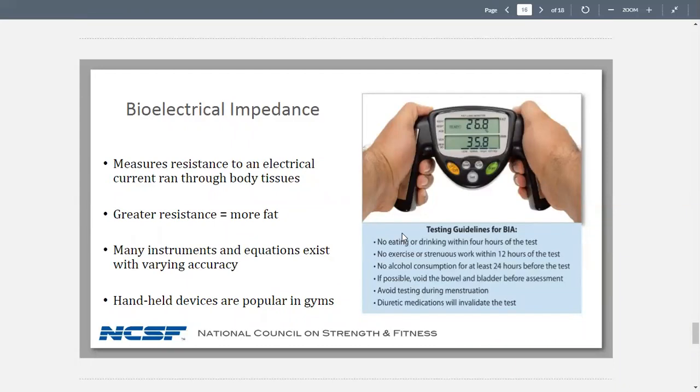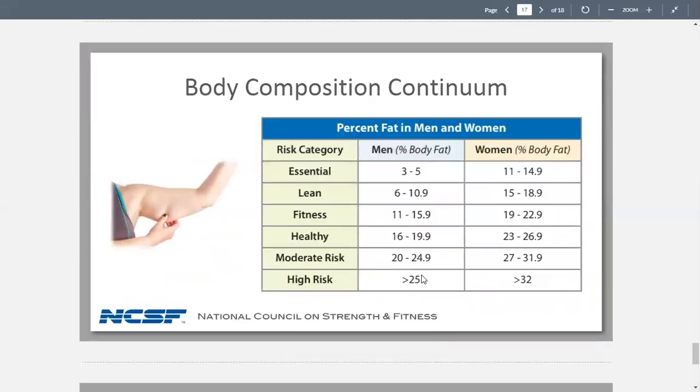No eating or drinking within 4 hours of the test. No exercise or strenuous work within 12 hours of the test. No alcohol consumption for at least 24 hours before the test. If possible, void the bowel and bladder before assessment, and avoid testing during menstruation. And diuretic medications will invalidate the test. So make sure that those are all in order before you actually take the test.